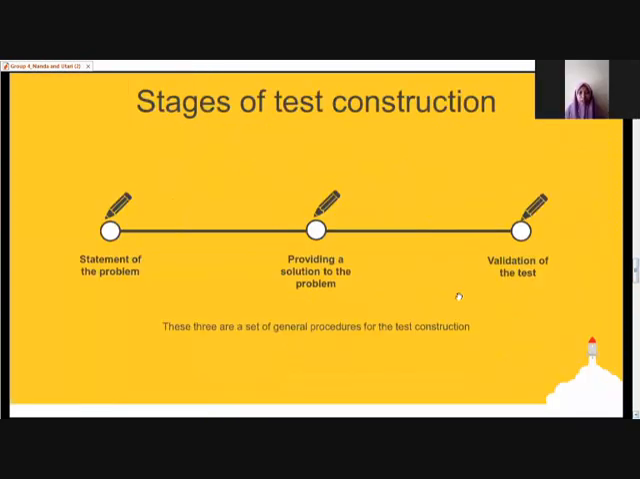Now we jump to the stages of test construction. There is a set of three general procedures for test construction. The first is statement of the problem, the second is providing a solution to the problem, and the last is validation of the test. This is taken from Hughes. Okay, let's see the explanation.